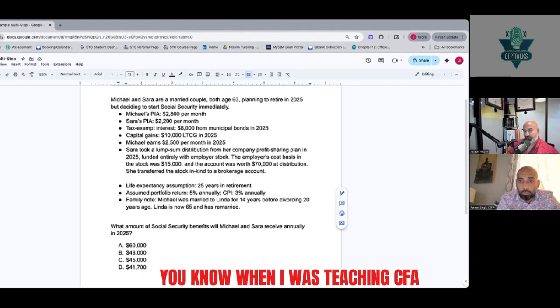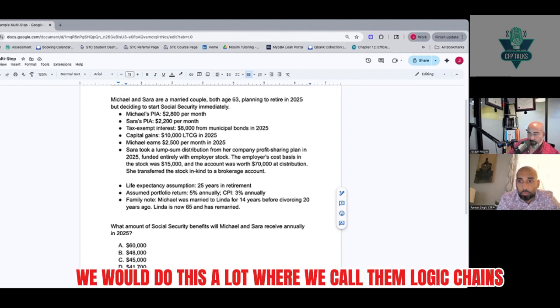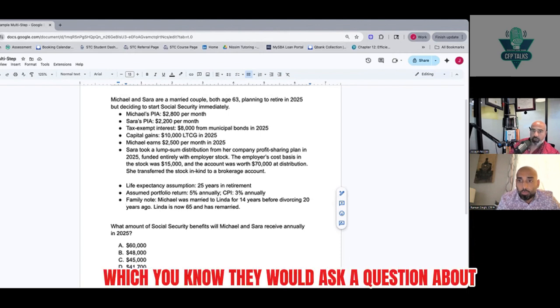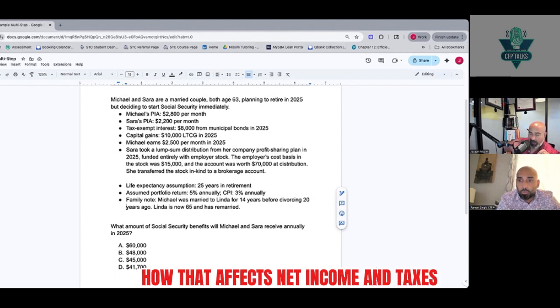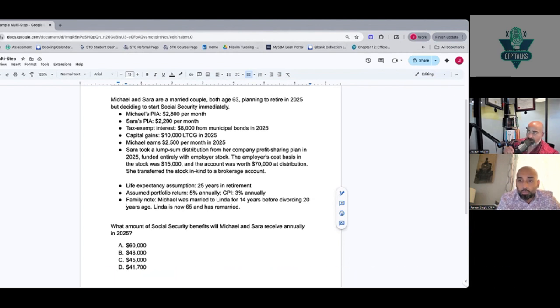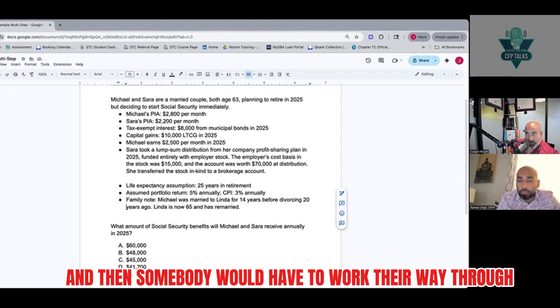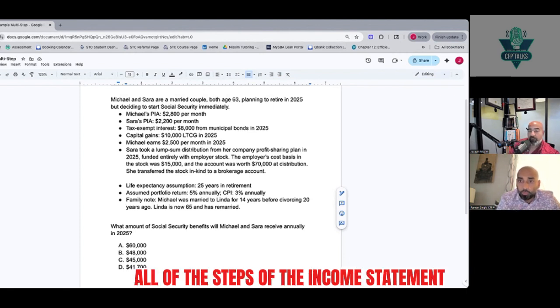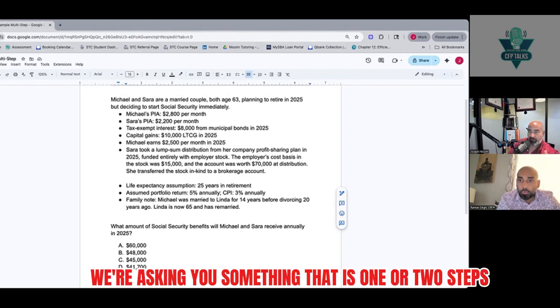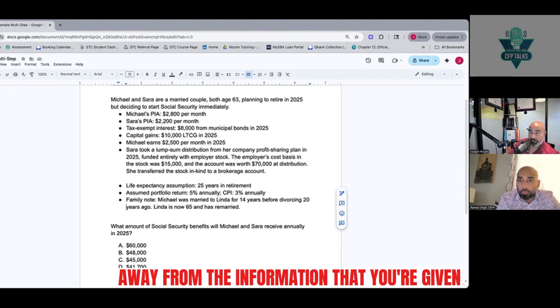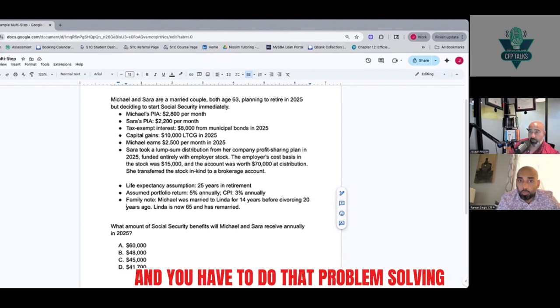When I was teaching CFA, we would do this a lot, where we called them logic chains. They would ask a question about if something happened in operating income of a business, how that affects net income and taxes. And then somebody would have to work their way through all of the steps of the income statement. For us, it's the same exact idea: we're asking you something that is one or two steps away from the information that you're given, and you have to do that problem solving.